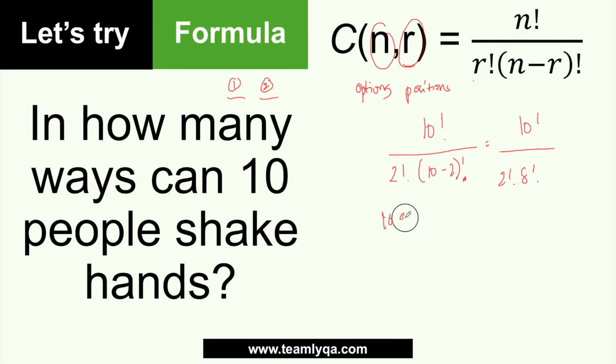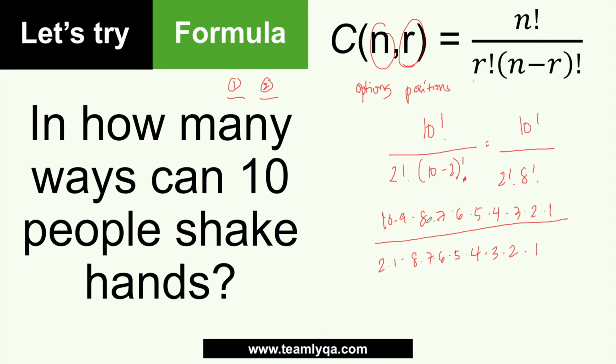So, you put 10 times 9 times 8 times 7, kasi na ibig sabihin ng factorial, times 6, times 5, times 4, times 3, times 2, times 1, all over, and then you have 2 factorial, so 2 times 1. Tapos 8 factorial, so times 8, times 7, times 6, times 5, times 4, times 3, times 2, times 1. Okay? So, and then you can start canceling.